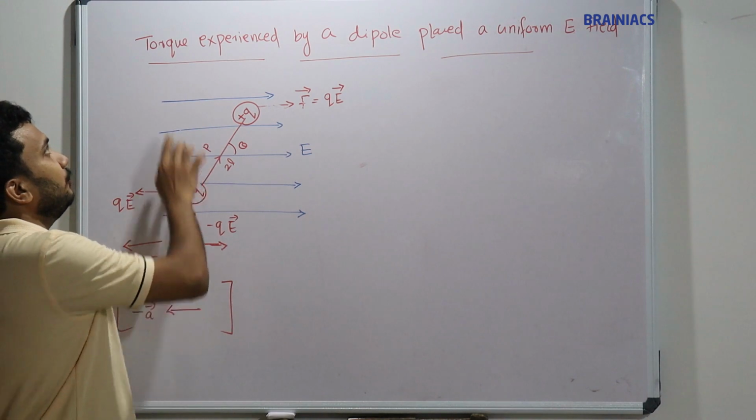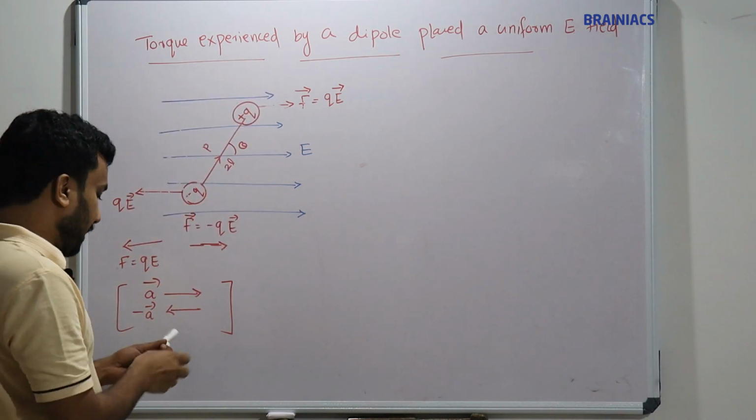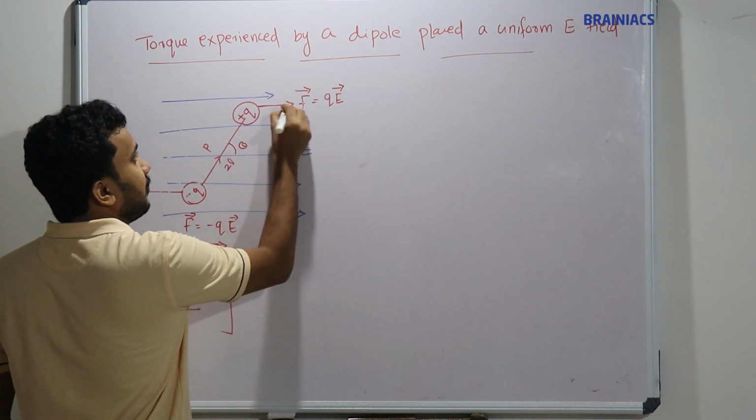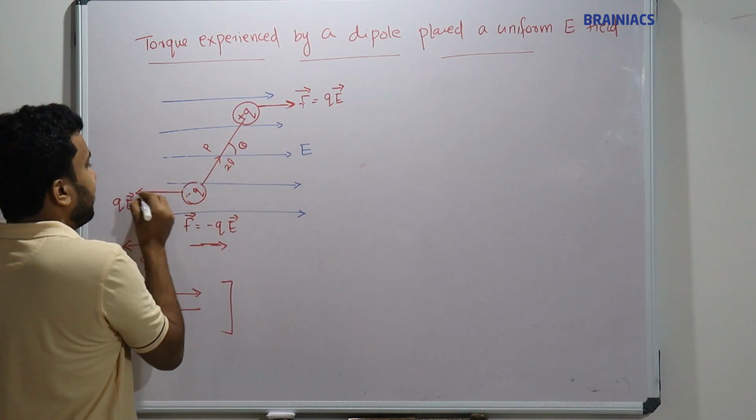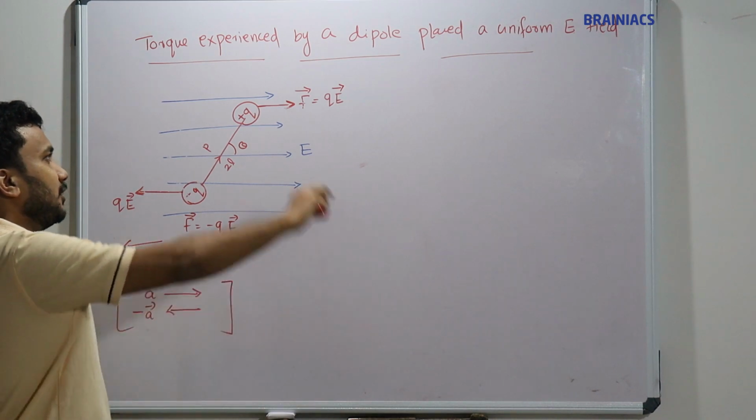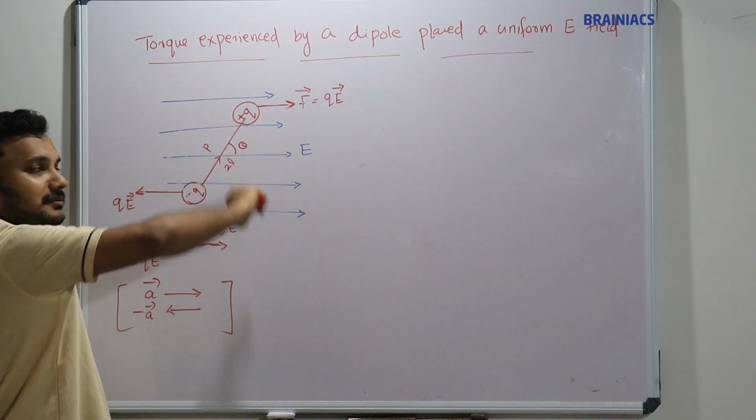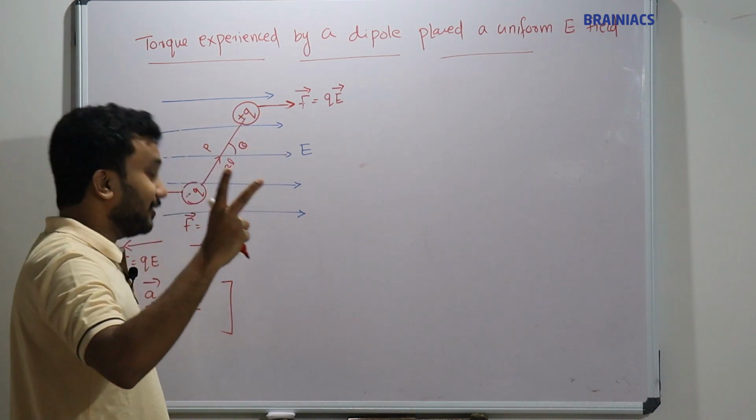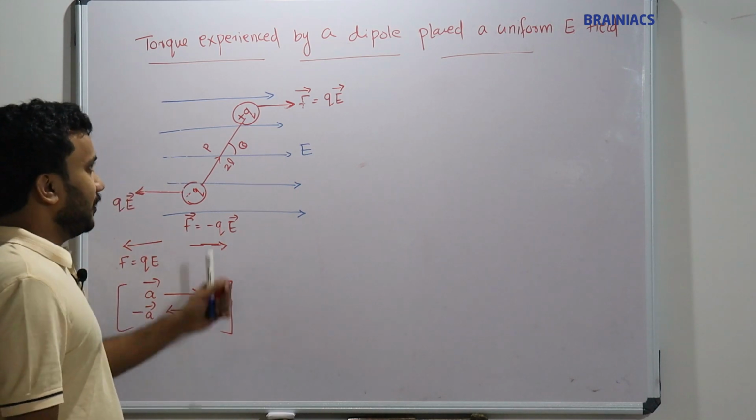So we know when a dipole is placed in a uniform field, it experiences a torque. There are two forces acting: F is equal to QE on the right side and F is equal to QE on the left side. Because of this, it will rotate. So remember that.